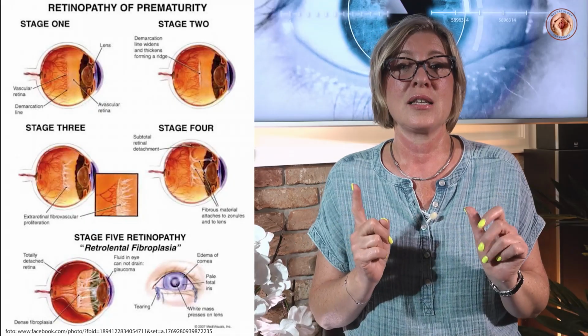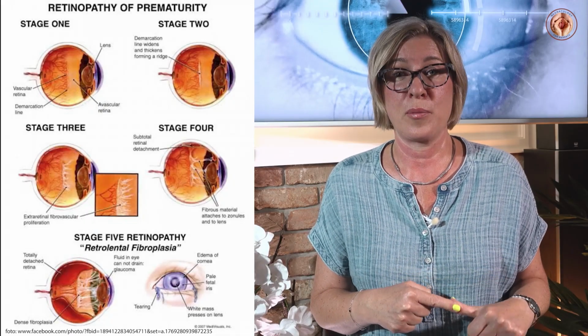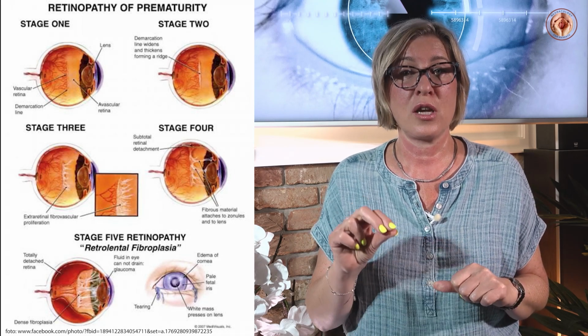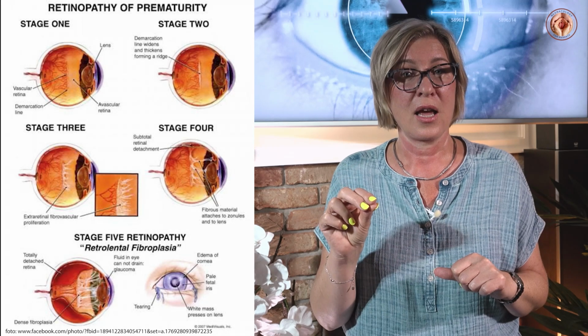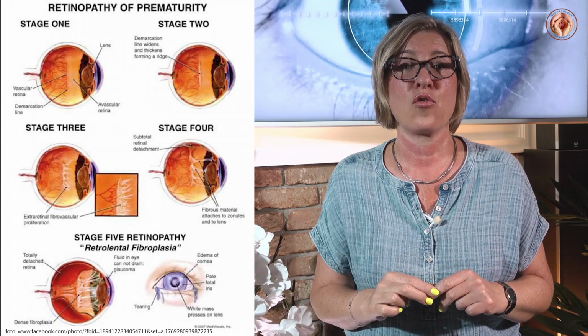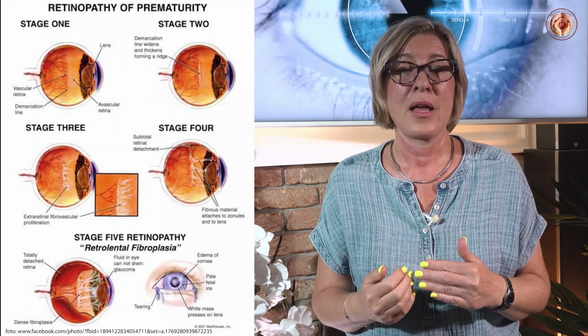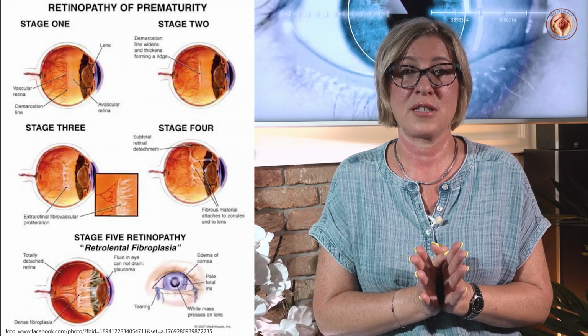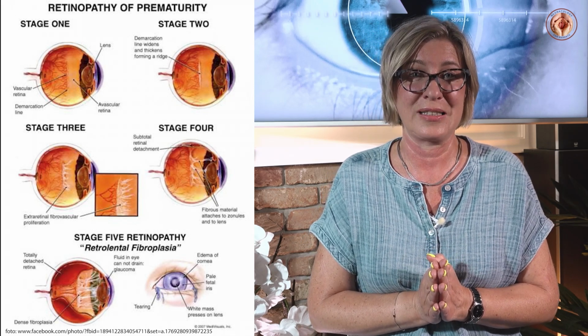Now, stages of ROP. ROP progresses through 5 stages, reflecting the severity of abnormal retinal blood vessel development. Stage 1, mildly abnormal blood vessel growth. There is a demarcation line, a thin, flat, white line that separates the vascularized retina from the avascularized retina, and stage 1 often regresses without any intervention. It's a mild stage, mild disease.